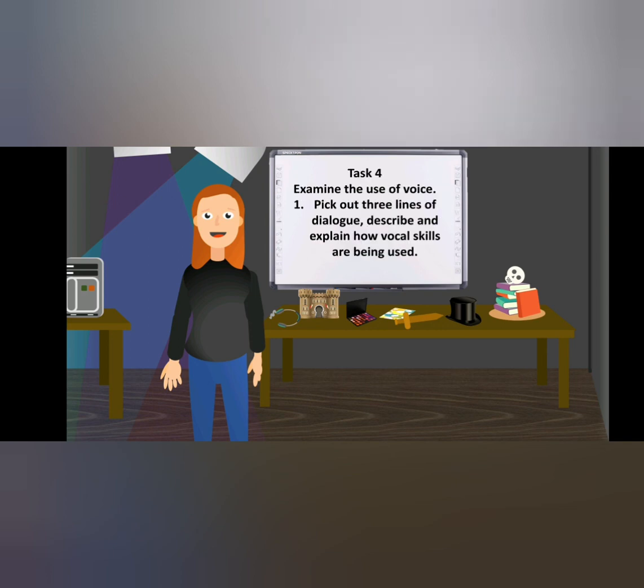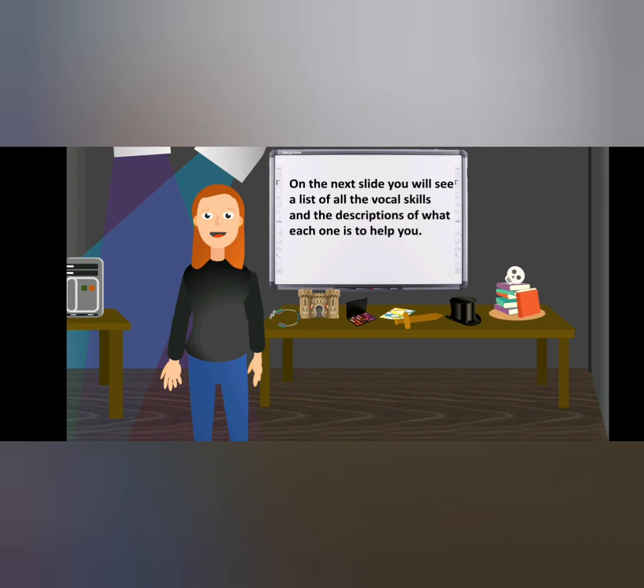Task 4. Examine the use of voice. Pick out 3 lines of dialogue. Describe and explain how vocal skills are being used. Now evaluate what you think is being communicated to the audience. On the next slide, you will see a list of all the vocal skills and the description of these skills to help you.